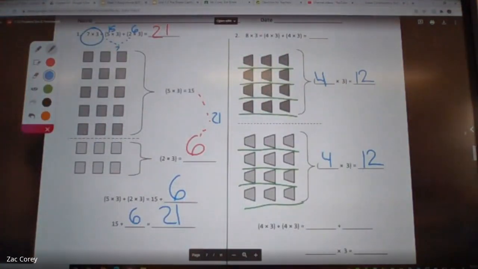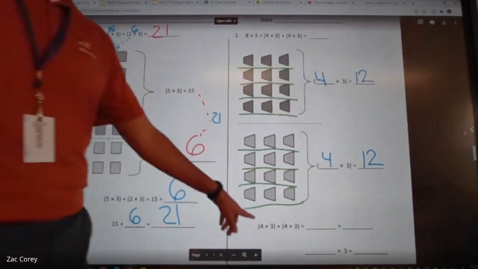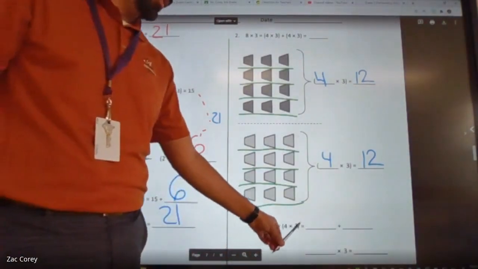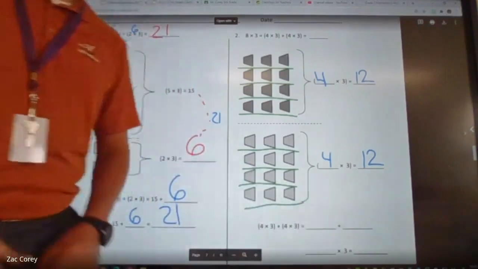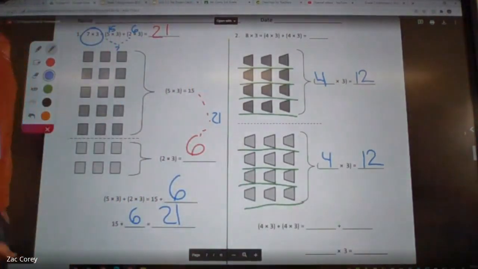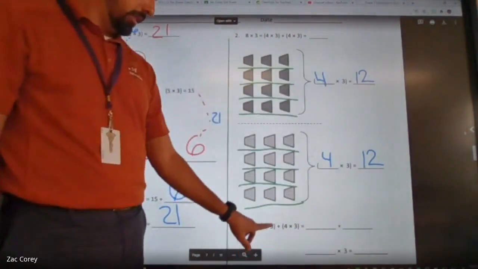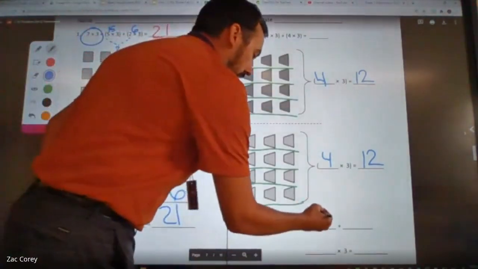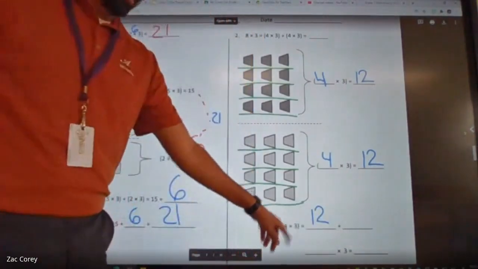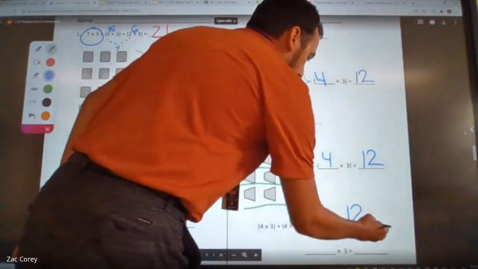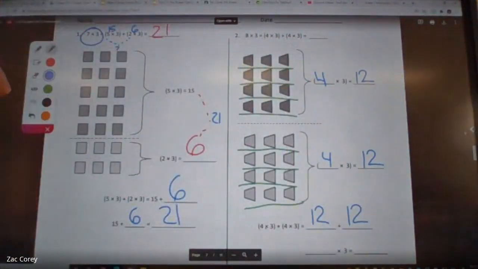All right, so let's go ahead and jump down here to the bottom. 4 times 3 plus 4 times 3 equals blank plus blank. So what do they mean by that? Well, what they want us to do is solve 4 times 3, which we already did. 4 times 3 equals 12. And then the other one, 4 times 3, it's the same exact multiplication sentence. So obviously we have to have the same answer. Equals 12, right?